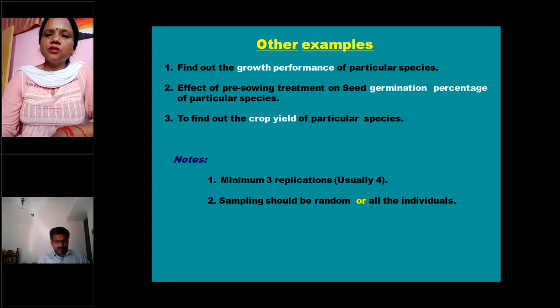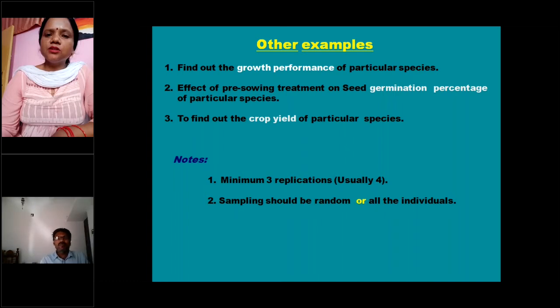our interests vary depending on the researcher's interest. Basically, I am a plant biologist and life scientist, so I give the examples from the life science part. One can be interested to find out the growth performance of a particular plant species. The forestry people, or the forest department people, may be interested. The second example is the effect of pre-sowing treatment on seed germination percentage of a particular species.